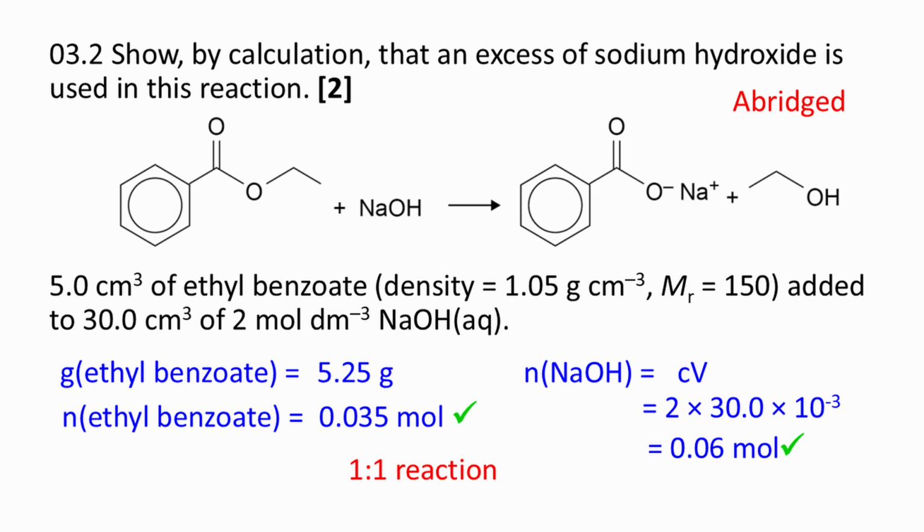This is a 1-to-1 reaction. 1 mole of ethyl benzoate reacts with 1 mole of sodium hydroxide. The amount of sodium hydroxide is greater than the amount of ethyl benzoate, so the sodium hydroxide is in excess. The amount of sodium hydroxide gains the second mark.